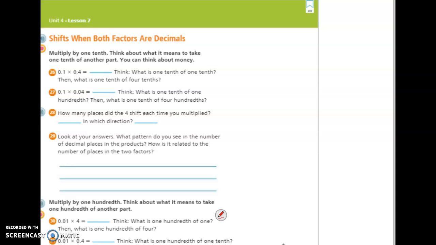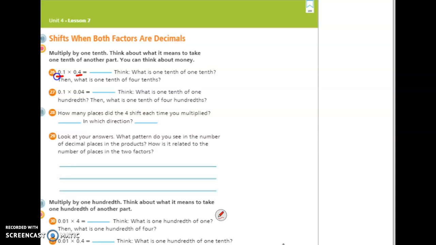Okay, so I am on page 180. All right, so we're looking at number 26. Again, that's page 180. And our problem is 1/10 of 4/10. Remember, of means times. 1/10 times 4/10.